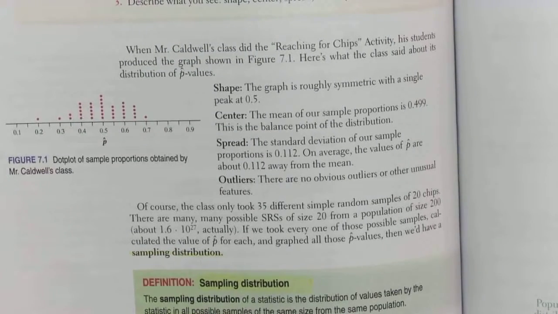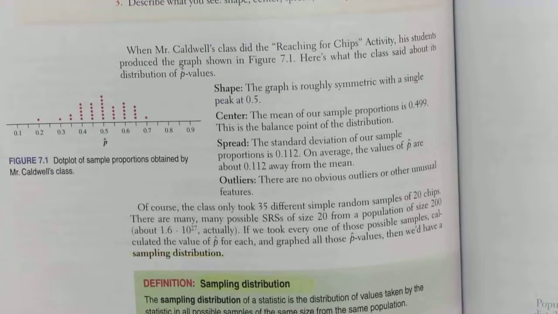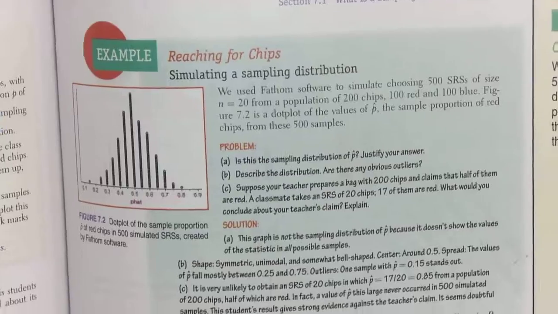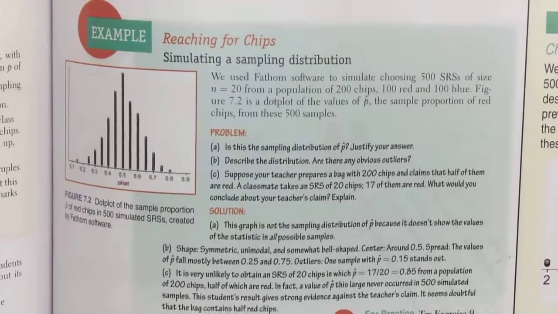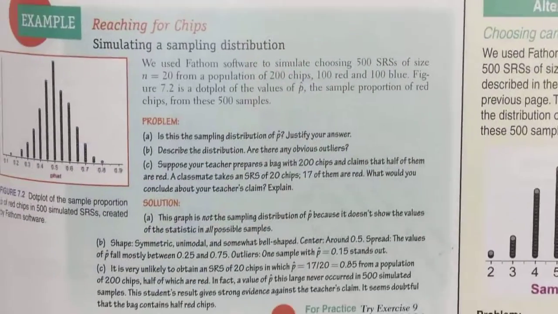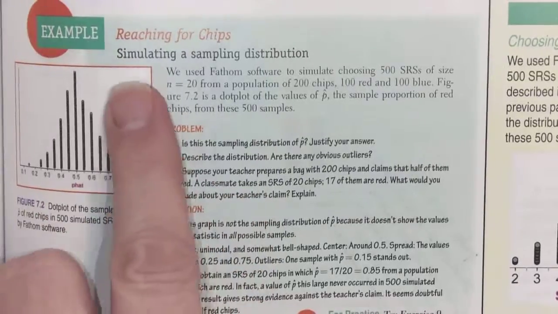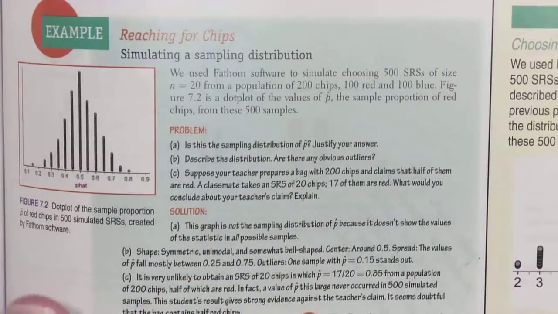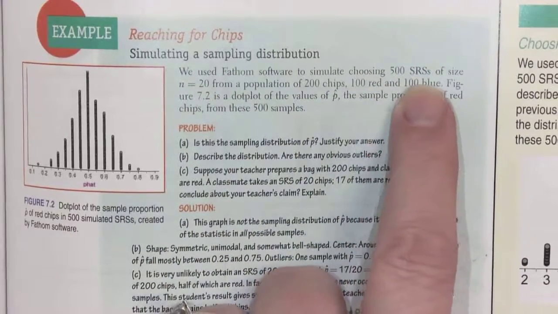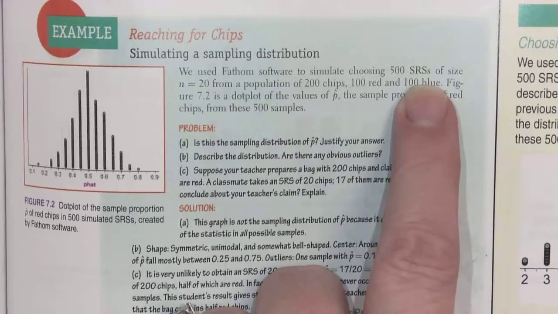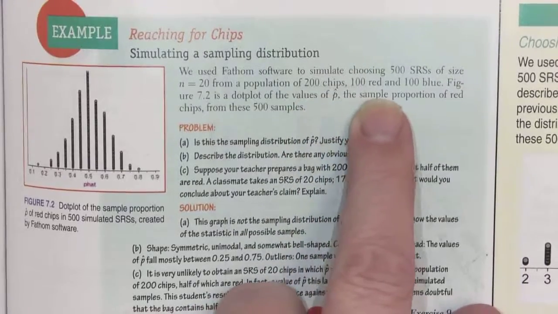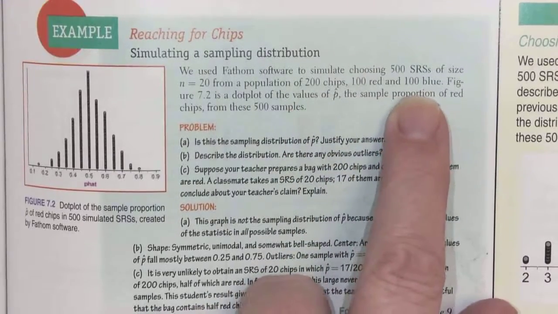Okay. Now, I just don't want to miss anything that we're supposed to be talking about, but this next example is more about that same activity. So we want to talk about that a little bit more. Okay, so simulating a sampling distribution. So this is a simulation of one. We used Fathom software to simulate choosing 500 simple random samples, so that's quite a few. It's not all, obviously, of the size 20 from a population of 200 chips, 100 red and 100, in our case, not red, but in their case, blue.